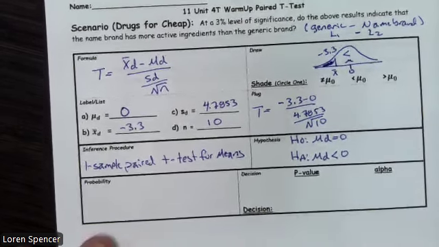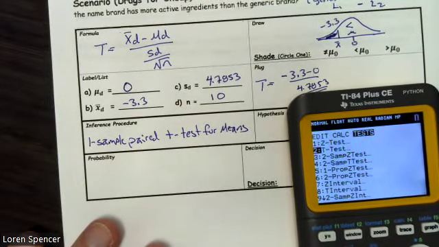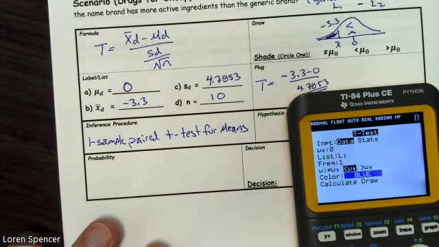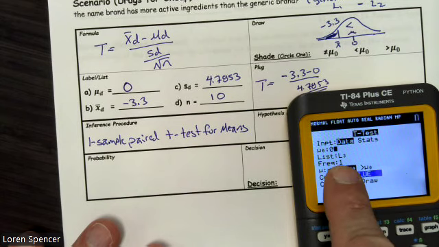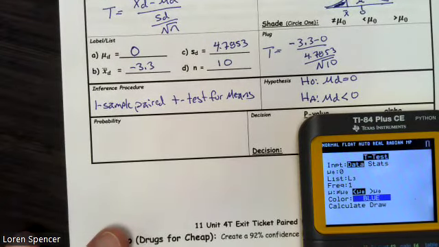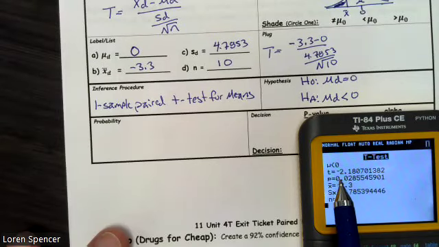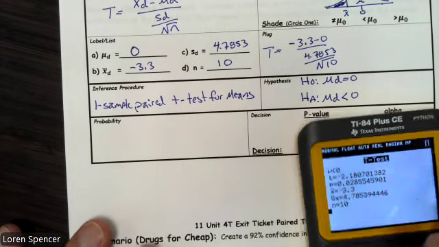All right, let's go ahead and run this test. Stat test, t-test. We have data, so make sure data is highlighted. 0 is our mean, or we expect it to be 0, and that's what we have for our null hypothesis. Blue button 3, make sure we have the less than highlighted, and we calculate, and I end up getting a t equal to negative 2.18 and a p-value of 0.02.